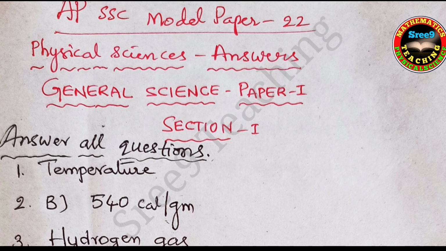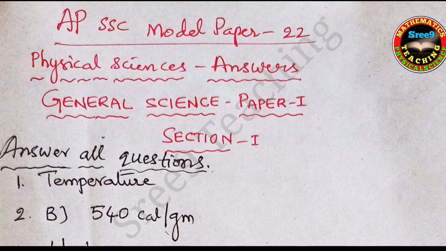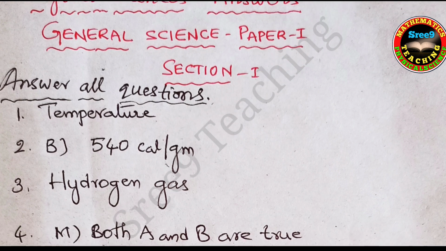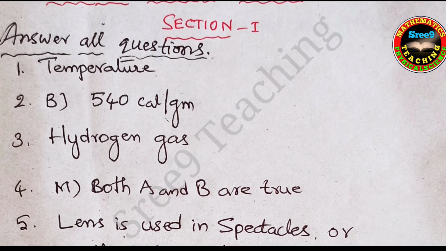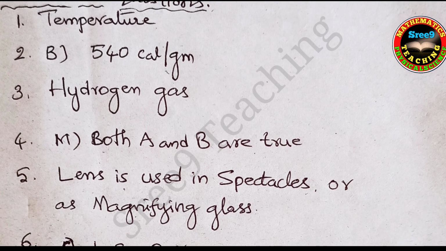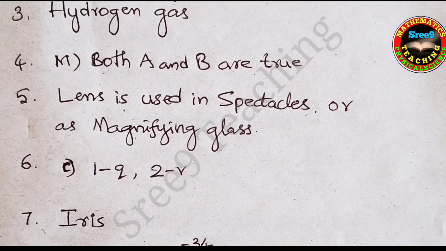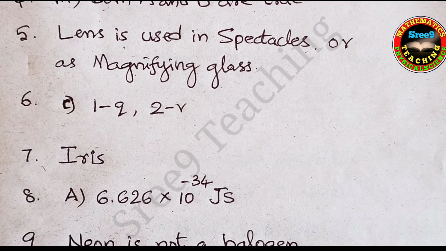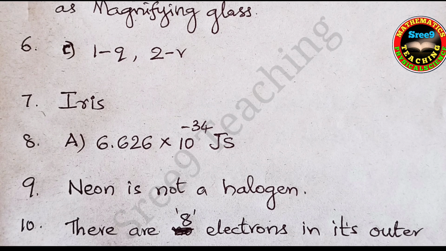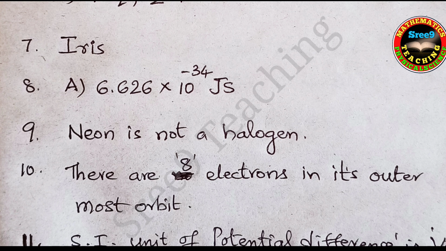Now you see here, I wrote the answers for 12 questions. APSC model paper 22, that is year 2022. Physical sciences answers, general science paper 1, section 1. The first answer is temperature. Second answer is option B, 540 calories per gram. Third one is hydrogen gas evolves. And fourth is option M, both A and B are true. And fifth, lens is used in spectacles or as magnifying glass. And the sixth, option C, 1Q 2R is correct. Seventh, the color part of the eye is iris. And the eighth, Planck's constant 6.626 into 10 power of minus 34 joule seconds.